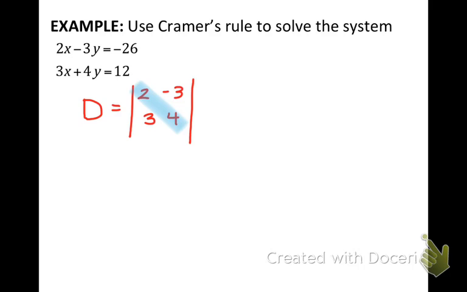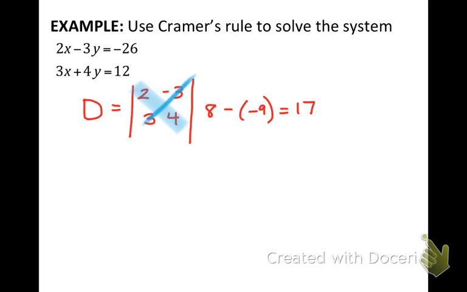2 times 4 is 8 minus -9. Oops. So 8 minus a -9 gets us 17. So my determinant is 17, which is good. It's not 0, so that means I can keep moving on.